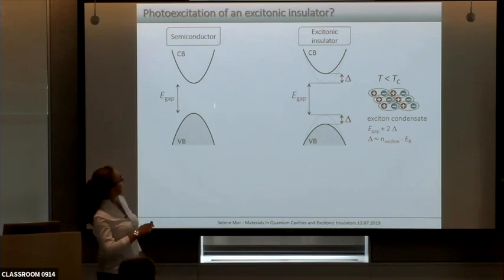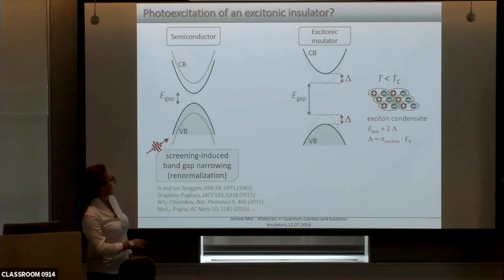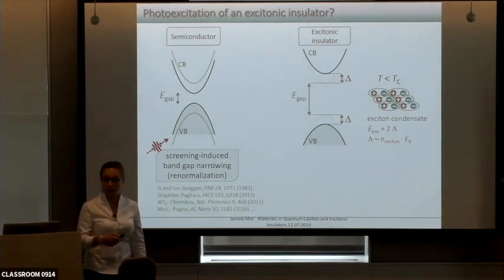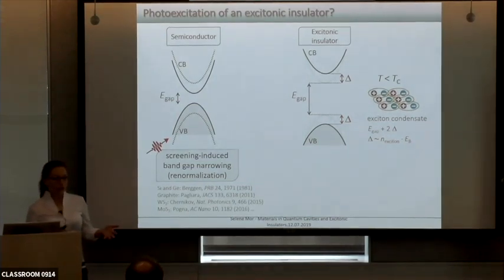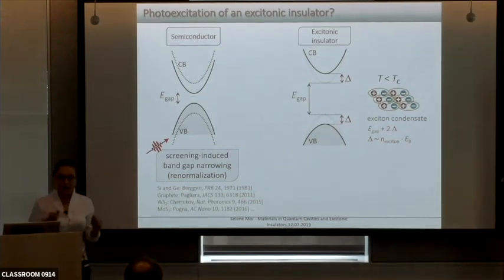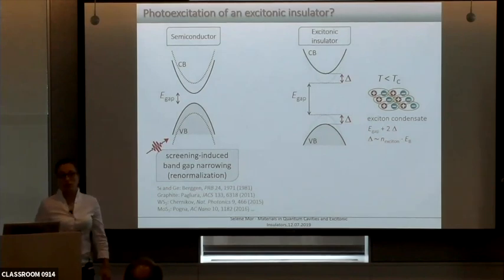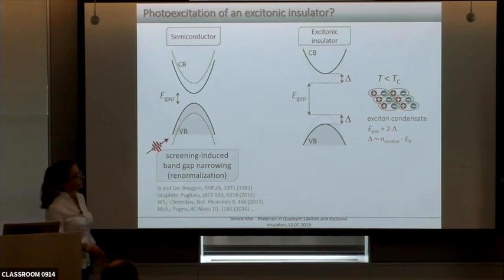Now, in a semiconductor, it's observed in many materials that upon photoexcitation, a large fraction of free carriers is injected in the system, and this can transiently enhance the screening of the Coulomb interaction and lead to a transition to a material with more metallic-like character, and particularly a narrowing or renormalization of the electronic band gap is often observed. And this is just a very short list of materials where this has been observed indeed.